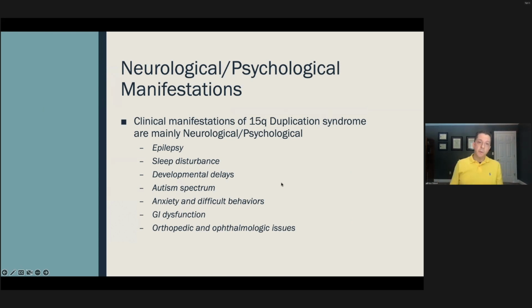Then just going over real quick the neurological and psychological manifestations. With 15q duplication syndrome, it's mostly neurologic and psychological. We see epilepsy, sleep problems, developmental delays, autism, anxiety and tough behaviors, and then even the GI dysfunction and the ophthalmologic issues. It's really due to low tone, the low tone that you see in the arms, the legs, and the trunk. You also see it in the smooth muscle in the GI tract and in the muscles that help move the eyes around. So it all leads back to the nervous system.